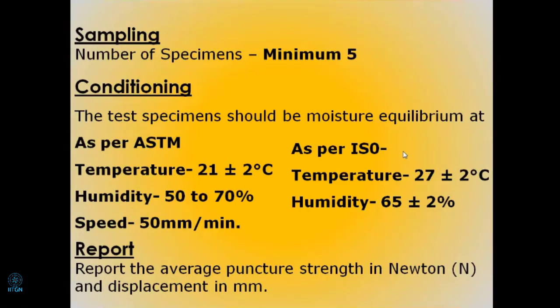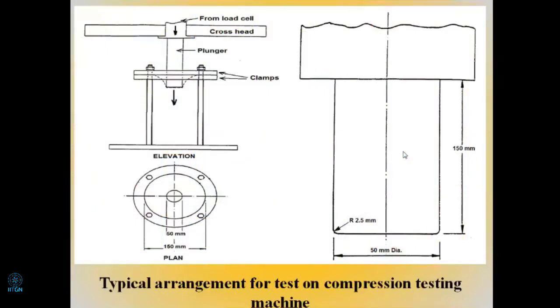Now we have to report the average puncture strength in Newton at which the sample breaks, as well as how much displacement takes place for puncturing this sample. This is the schematic arrangement of the specimen.